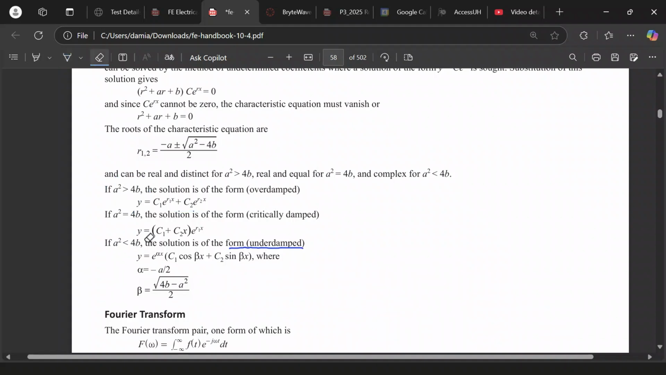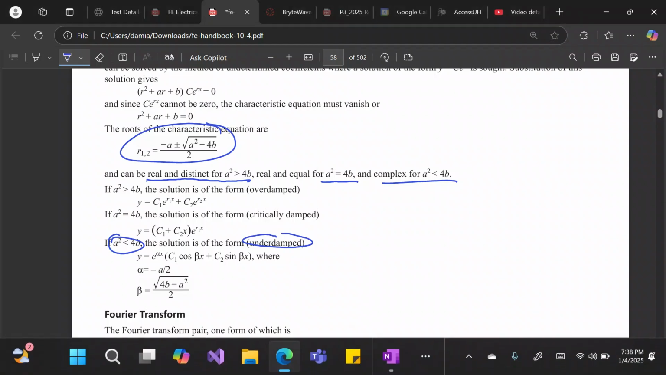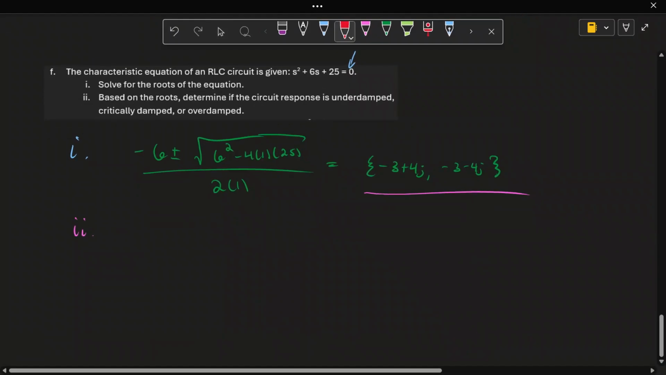So what we can then do is go to the saying right above. The roots of the characteristic equation are this, and can be real and distinct for a squared is greater than 4b, real and equal for a squared is equal to 4b, and complex for a squared is less than 4b. Underdamped is for when a squared is less than 4b, or the equation is complex. So what do we have here? Well, we have an underdamped solution. The roots are underdamped. So that would be our answer here.